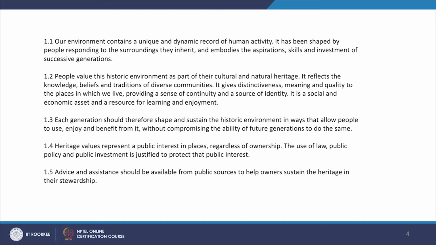And advice and assistance should be available from public sources to help owners sustain the heritage in their stewardship. So it is a shared resource, because we associate the way we lived, the way we have used it, but we have to keep in mind that it is also for our future. So we have to have control on how we use it, how we benefit from those historic resources.